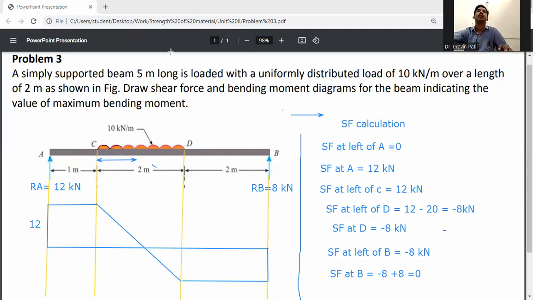This one is the SFD diagram. This portion will be positive and this portion will be negative. Below the neutral axis it is negative, above the neutral axis it is positive. This is the SFD diagram. Just draw the shear force diagram for the other portion as well.